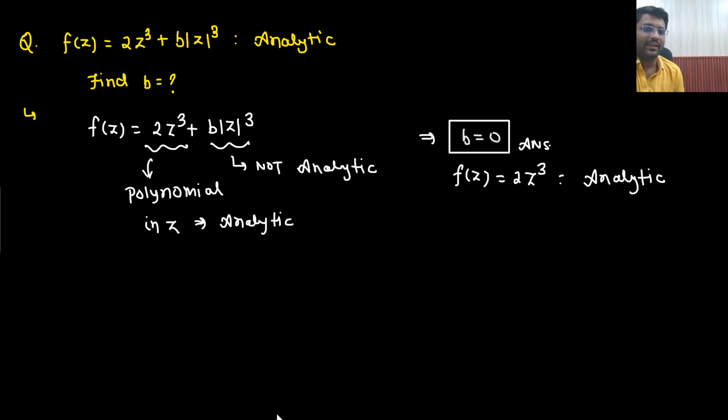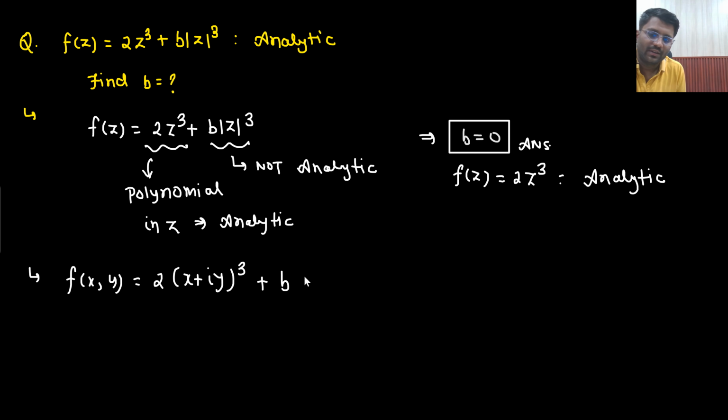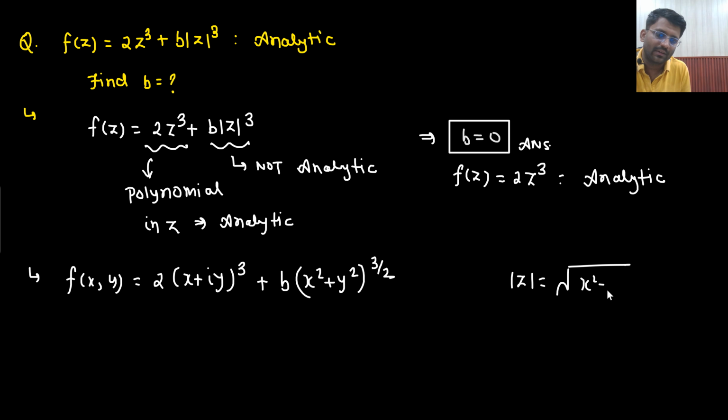If you start using the pen, then it will take some time. What I will do, I will convert it into a function of x comma y. So you know that (x plus iota y) whole cube plus b mod of z whole cube is there, no? So it would be (x square plus y square) to the power 3 by 2. Because what is mod of z? Mod of z is nothing but under root x square plus y square. Right? So it will become to the power 3 by 2.